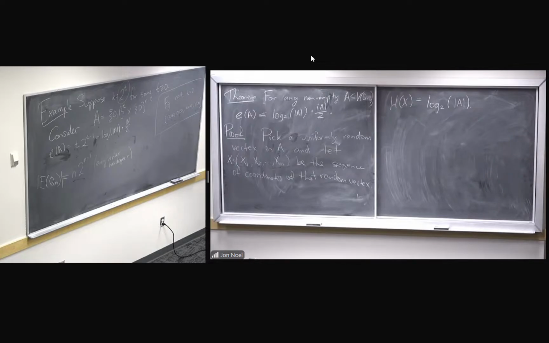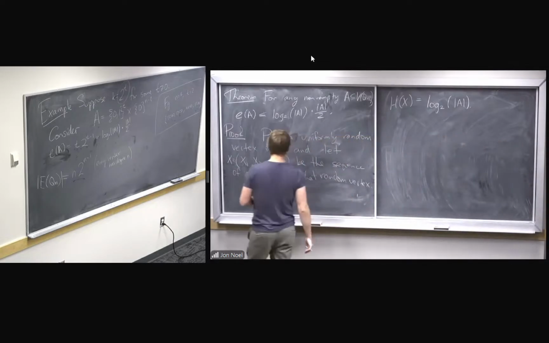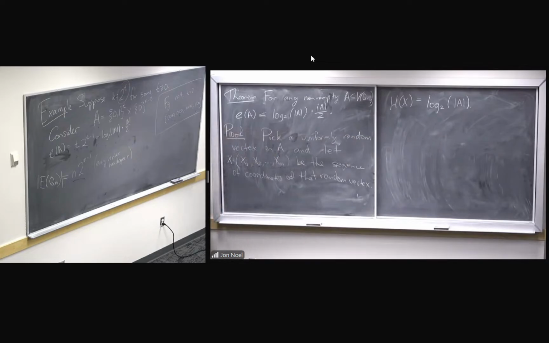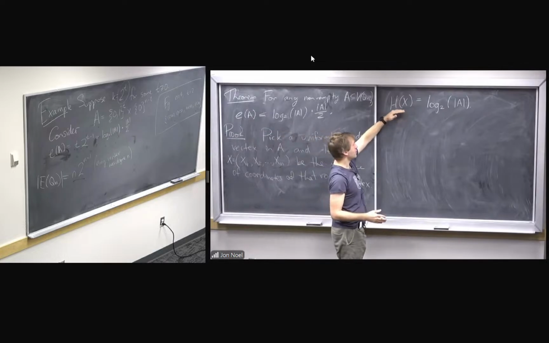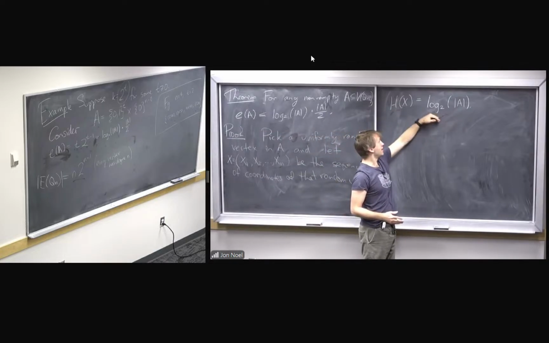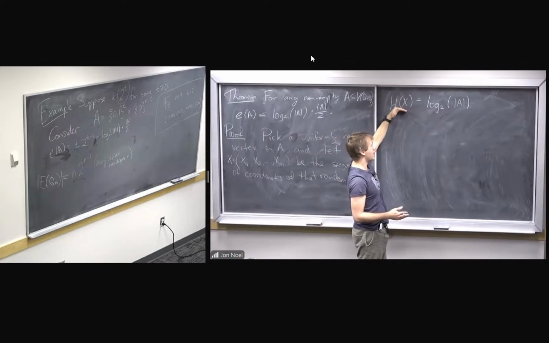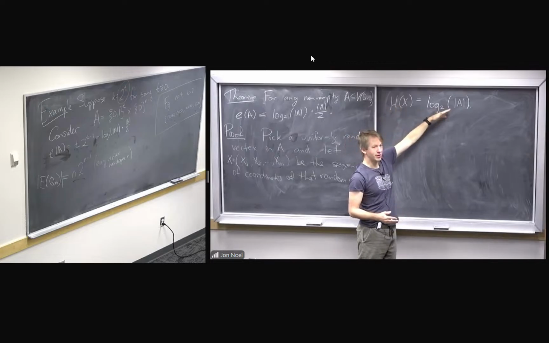Probably every application of entropy in this course, basically we pick something uniformly, and it's useful because we can write out its entropy. We can write an exact equality, and then we want to bound the entropy in another way to get some kind of inequality involving that.